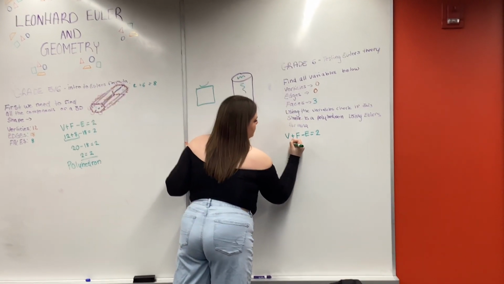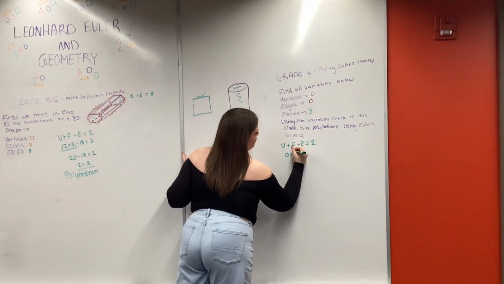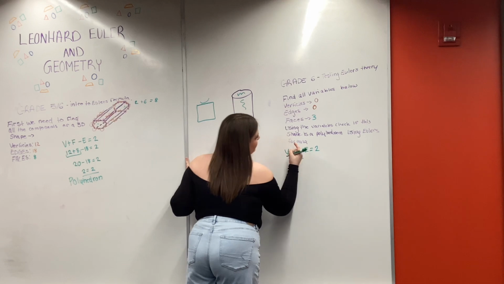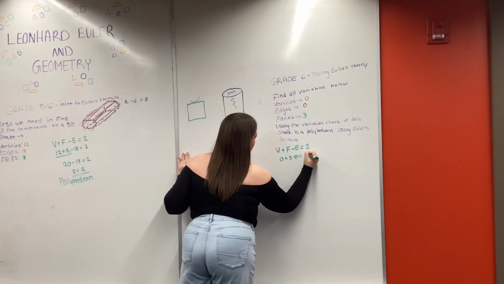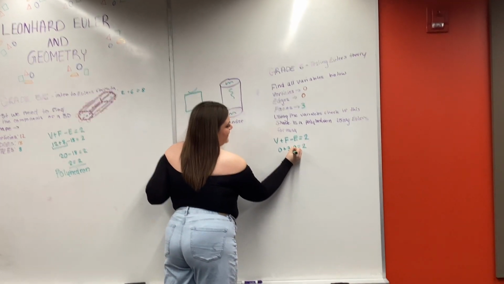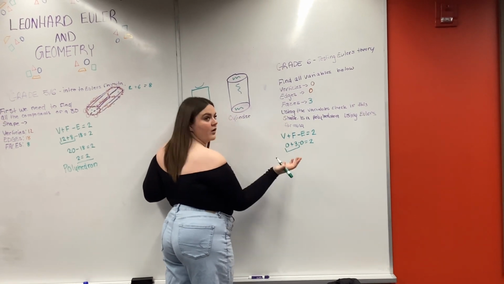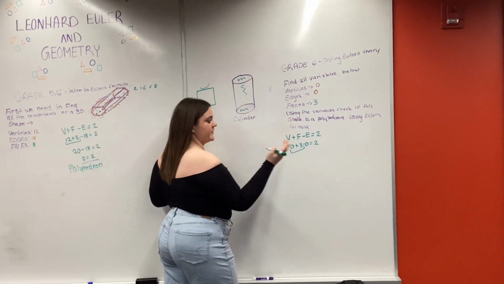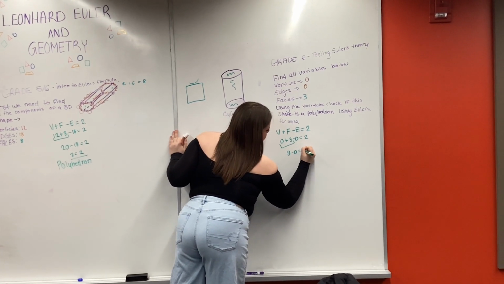So for vertices, we know we have 0 vertices plus 3 faces minus 0 edges. And that's going to equal 2. So let's check to see if this is correct. So we're going to break it down again into a smaller section where we're going to do 0 plus 3. And we all know 0 plus another number equals that number. So we have 3 minus 0 equals 2.